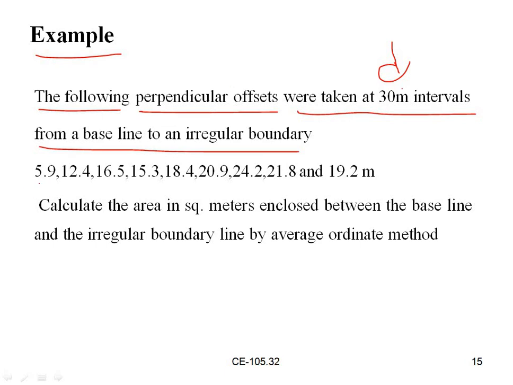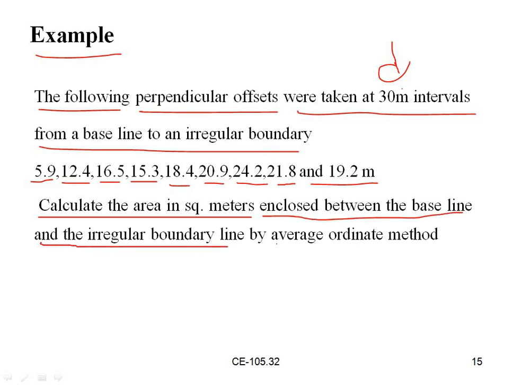And the offsets are 5.9, 12.4, 16.5, 15.3, 18.4, 20.9, 24.2, 21.8 and 19.2 meters. So now calculate the area in square meters enclosed between the baseline and the irregular boundary line by average ordinate method.